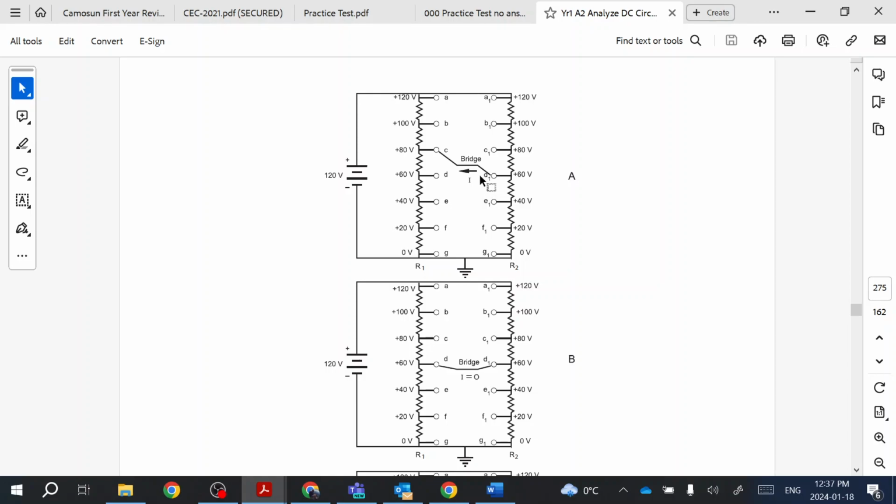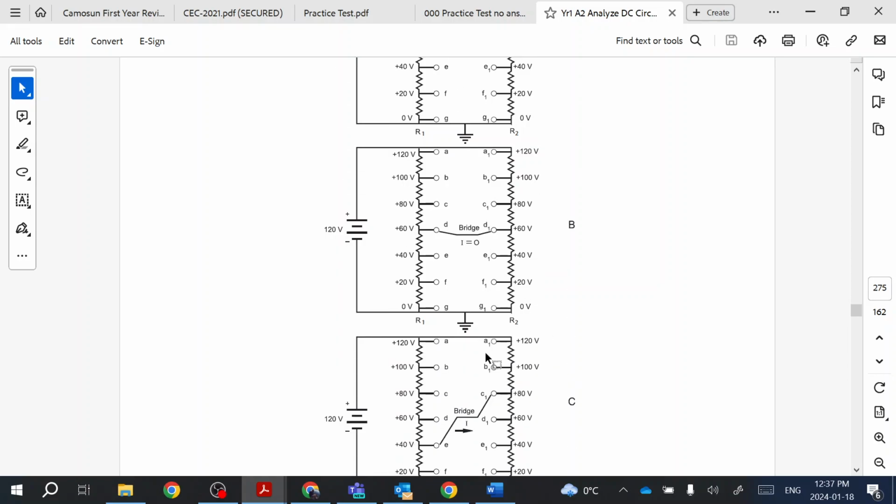We know that current always flows from the more negative side, the point of less potential, to the point of higher potential. In this case, we have 60 volts attached to positive 80 volts. Well, the positive 60 volts is more negative by 20 volts than 80 volts, and so it's going to flow from positive 60 to positive 80. If you have a bridge connecting two points of the same potential, you're going to get zero current flow.